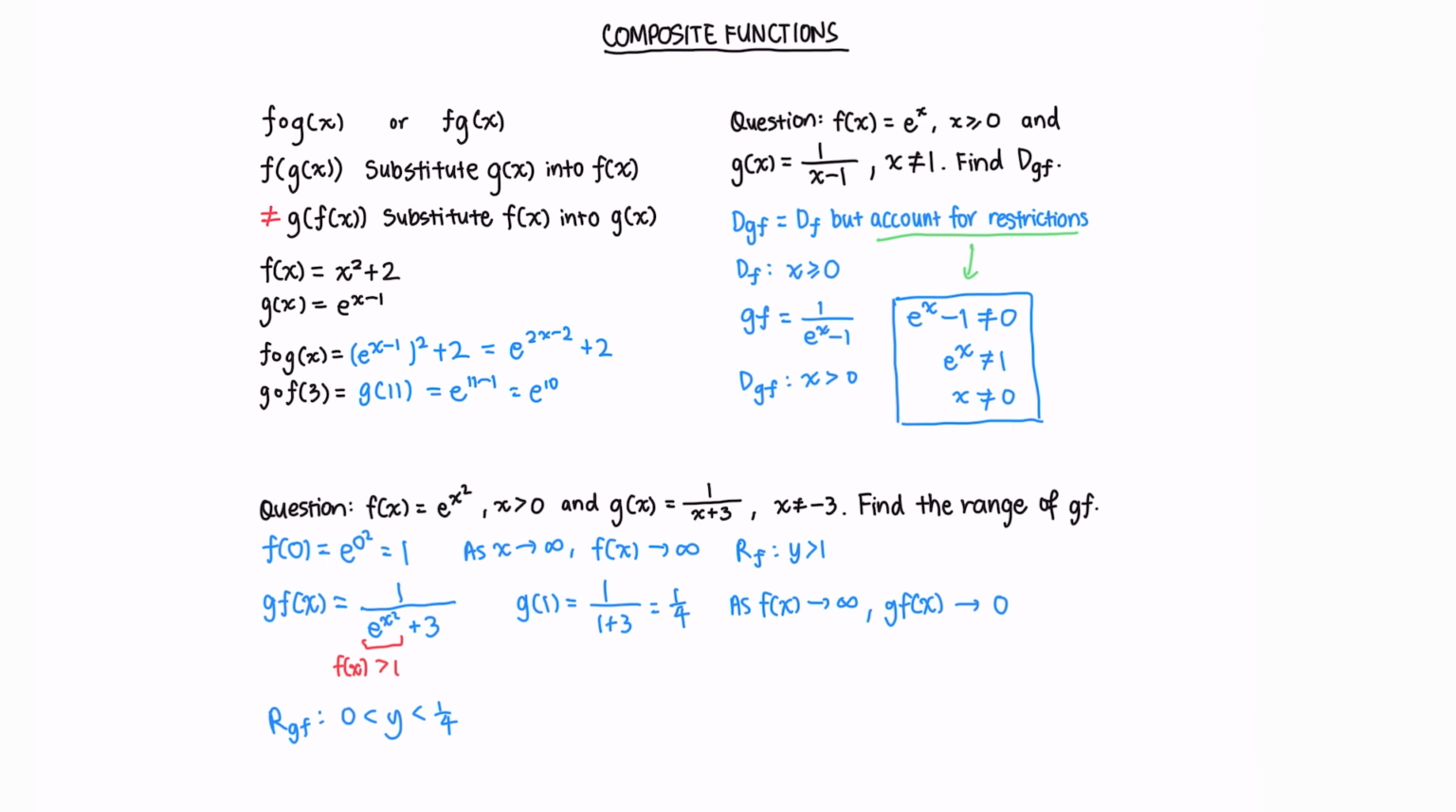So again, to recap, to find the domain of a composite function, the domain of gf will be equal to the domain of the inside function, but you have to account for any restrictions. For example, over here, if you have gf equals 1 over e to the power x minus 1, we have to account for the restriction that the denominator cannot be equal to 0. The next one, when we want to find the range of gf, or range of a composite function, we first find the range of the inside function. In this case, we find the range of f.